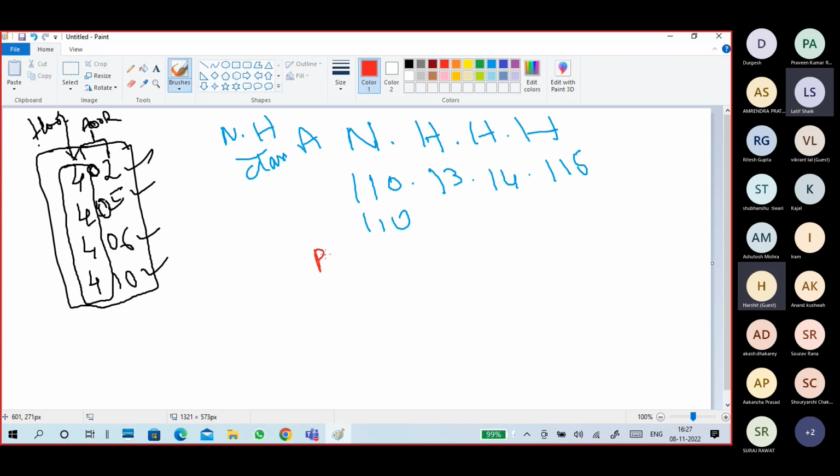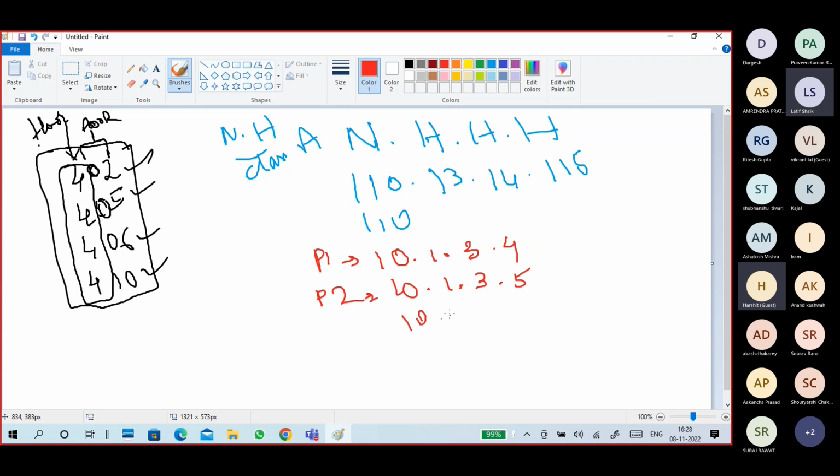I have a PC1. PC1 IP address is 10.1.3.4. Okay, and I have a PC2. 10 means same network. 1.3.5. No problem, because in a host, one variation is there automatically. You can understand, host simply means a sequential order. Network means it is the same group, same network or not.